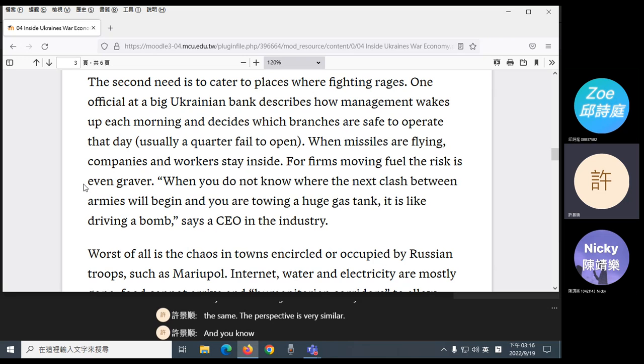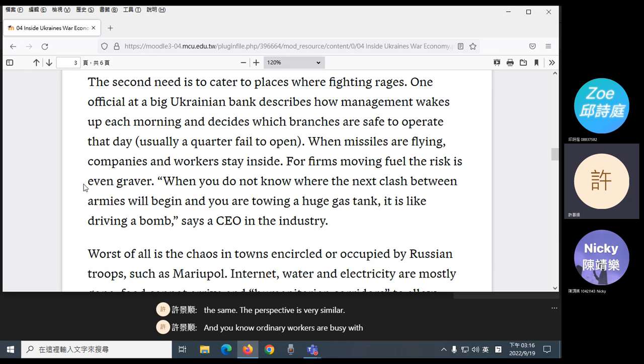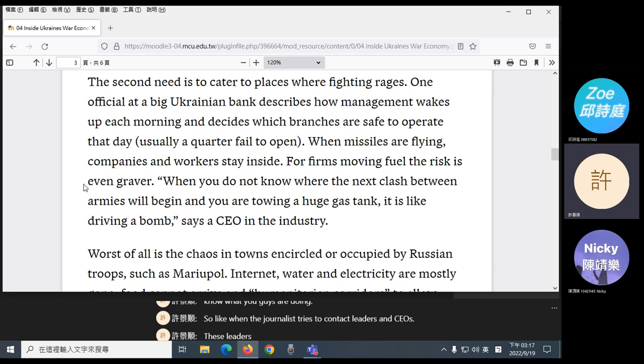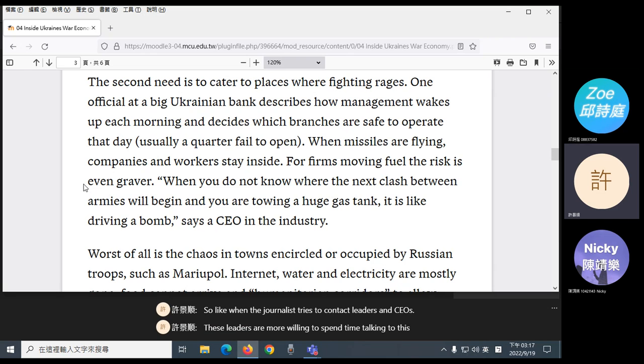And you know, ordinary workers are busy with their jobs, but part of a CEO's job is to give interviews. When you're a leader in a company or an organization, you are not just in charge of running the company. You're also in charge of promoting your company to let other people know what you guys are doing. So like when the journalist tries to contact leaders and CEOs, these leaders are more willing to spend time talking to this journalist because that's part of their job as leaders.